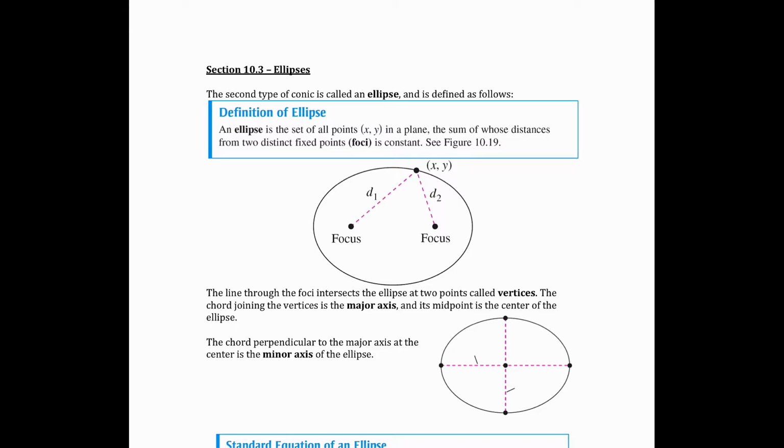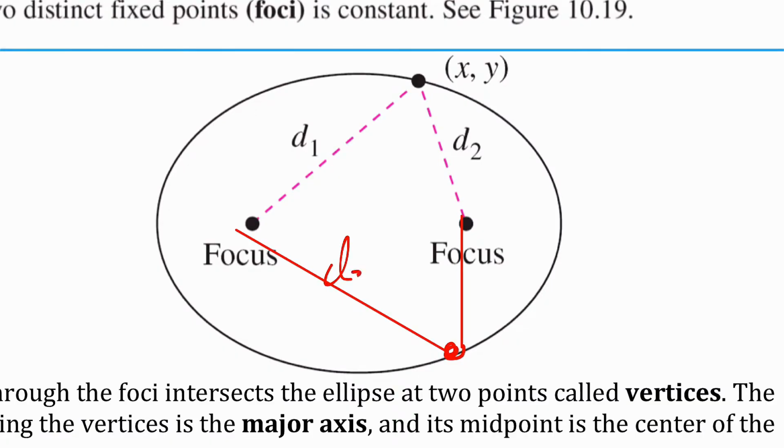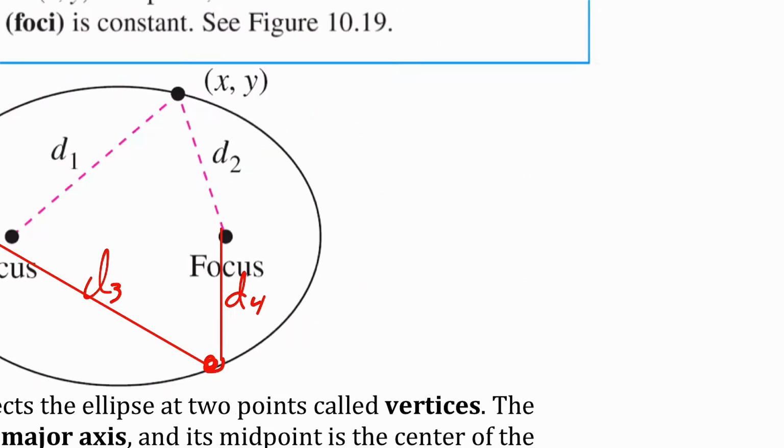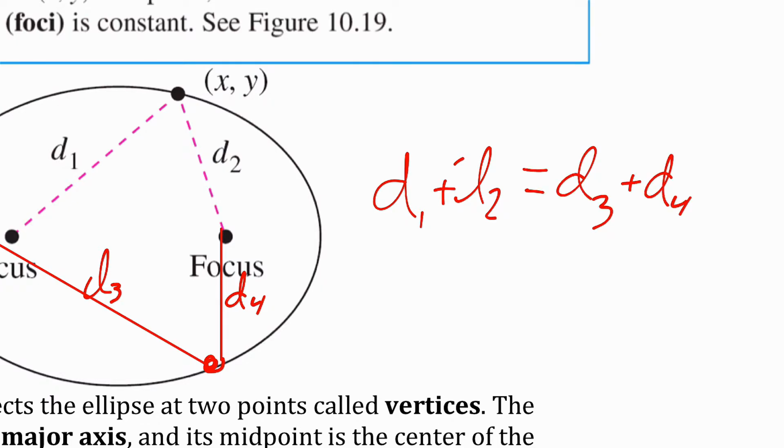In other words, we have two distances here. Let's just focus on, pun partially intended, D1 and D2. If I were to draw another point over here, and connect each focus to that point, let's call those distances D3 and D4. Then D1 plus D2 would be equal to D3 plus D4. You can do that for any given point.